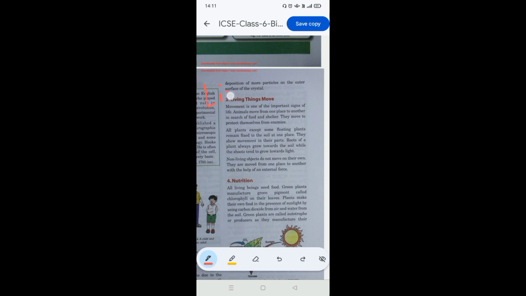All living beings need food. Living organisms need food to survive. How do we get food? Green plants manufacture a green pigment called chlorophyll on their leaves. Plants make their own food in the presence of sunlight by using carbon dioxide from air and water from the soil. Green plants are called autotrophs or producers.